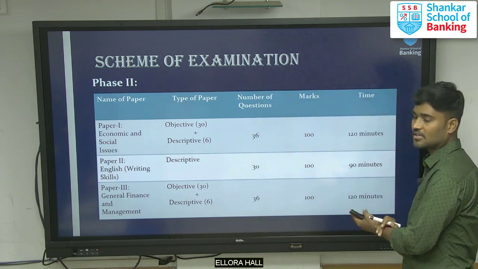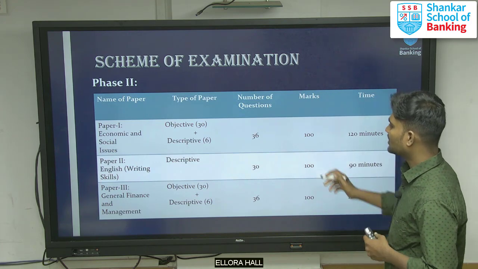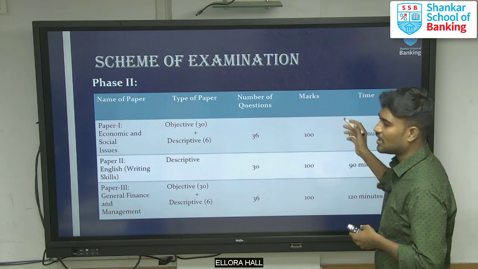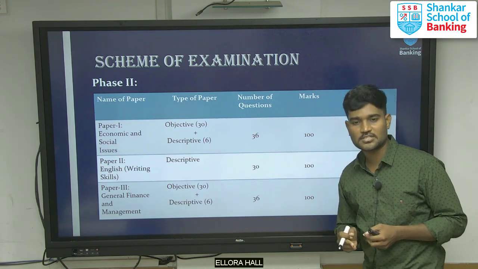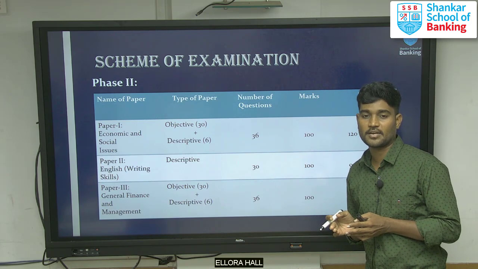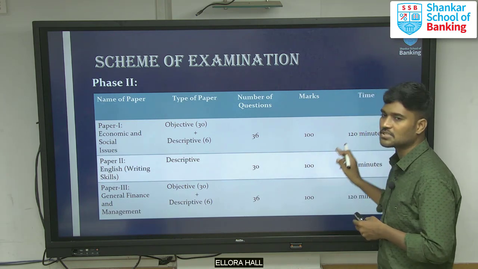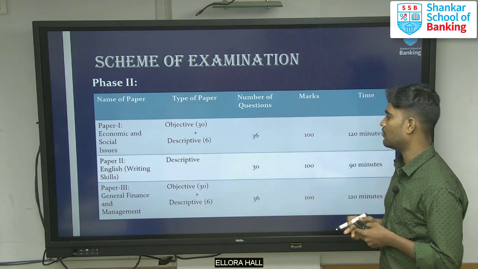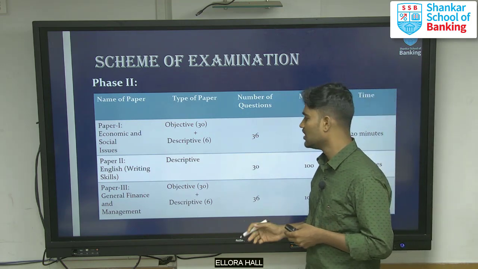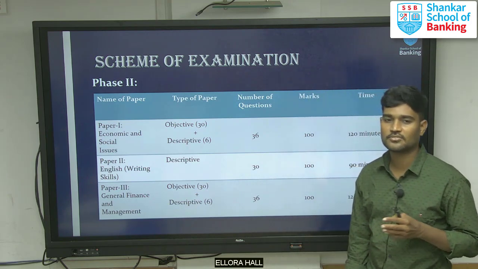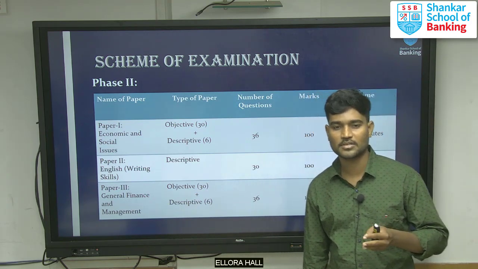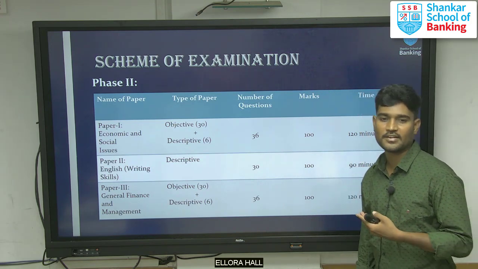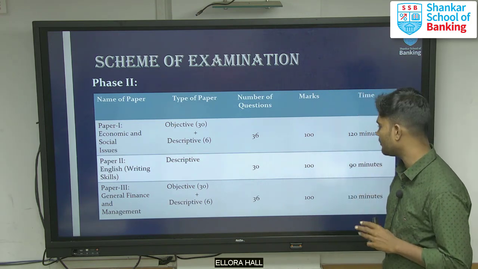Same 100 marks. Here in economics and social issues, for the objective type they give 30 minutes, and for the remaining descriptive paper 90 minutes. Among 120 minutes, 30 minutes for objective type and 90 minutes for descriptive questions. Same for general finance: for the objective type they provided 30 minutes, and for the descriptive paper they provided 90 minutes.